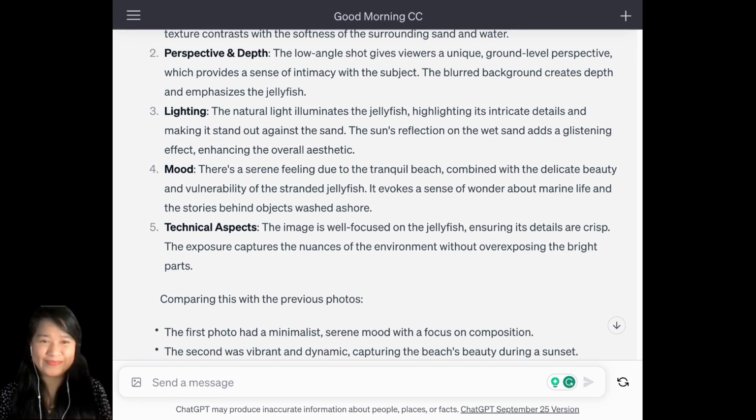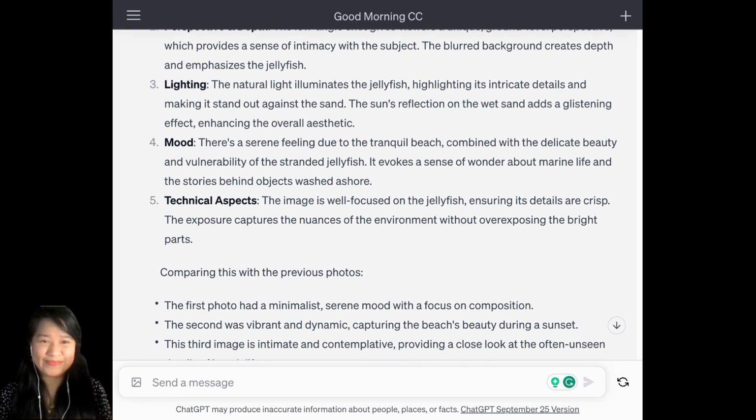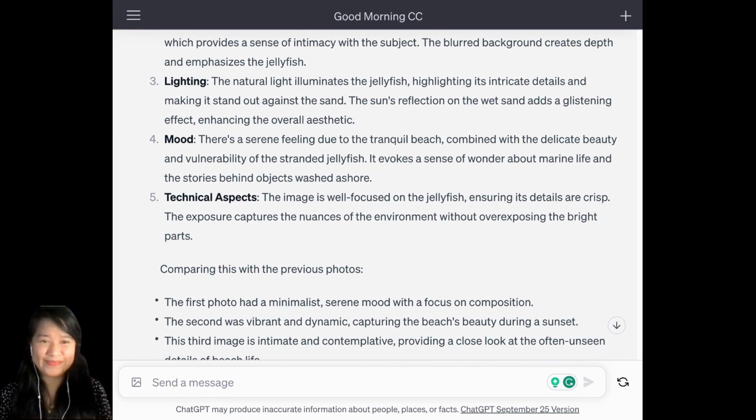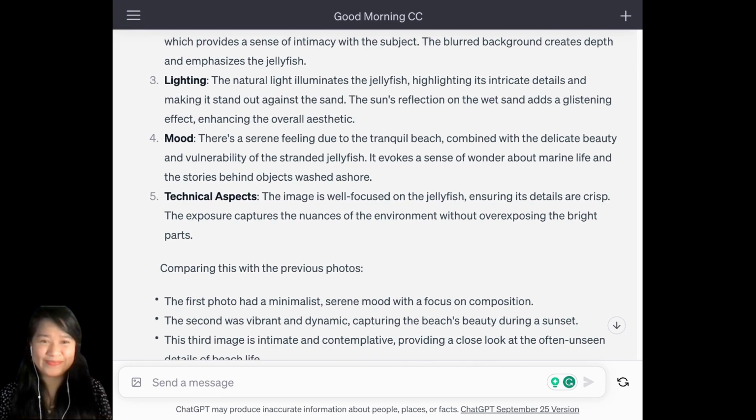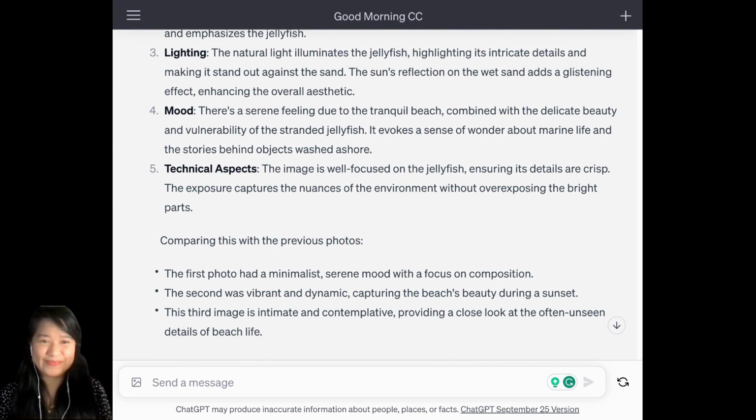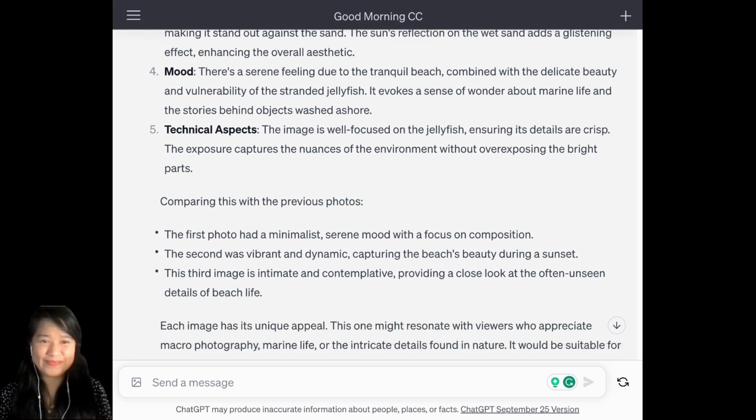And then the fifth element that ChatGPT analyzed for me is the technical aspect, which is well focused on the jellyfish, ensuring its details are crisp, and the exposure captures the nuance of the environment without overexposing the bright parts, which is very true.